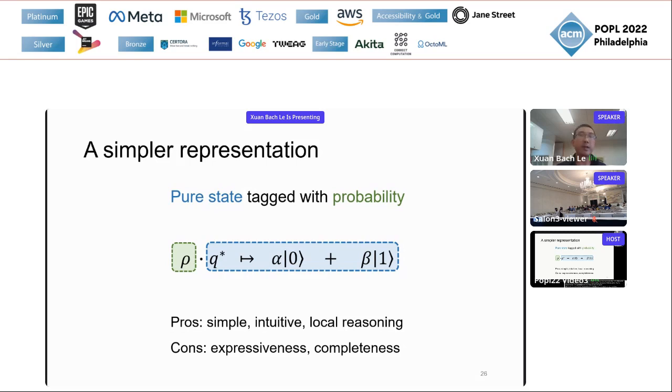But there are a few disadvantages. For example, we lose expressiveness and completeness for reasoning, particularly when we want to reason about the entire mixed space.